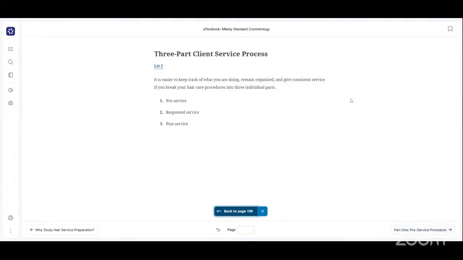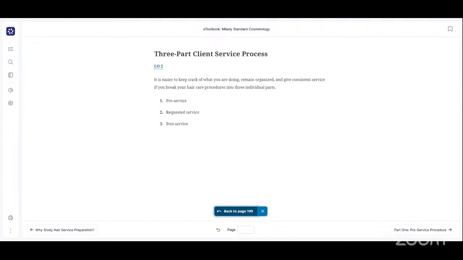Okay. This is also something I want you to relate. There's a 3-part client service process. 3 parts to your client service process. Y'all gonna see this on your test. 3 parts. Pre-service. Pre-service is you setting up your stuff. You're preparing your client. Requested service. Now I'm doing what my client wants me to do. I'm actually working on the client. Post service is after the client is finished. What are we doing?